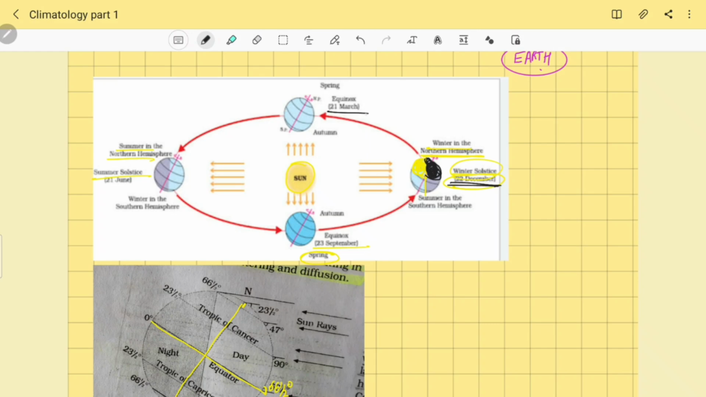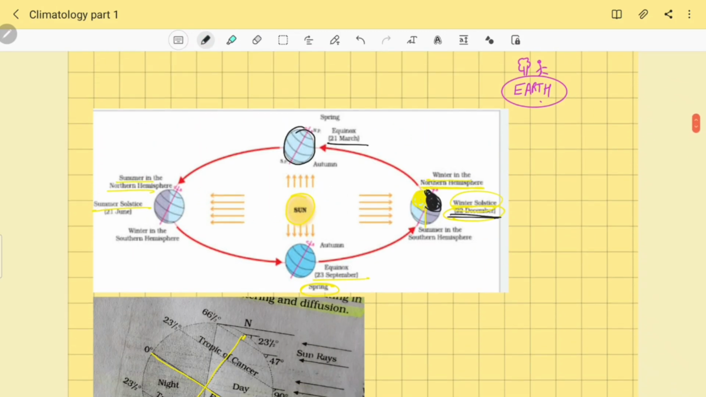Then on 21st March we experience spring. So this is an overview of what is summer solstice and winter solstice. We'll study in depth about these things in part 2 of climatology.